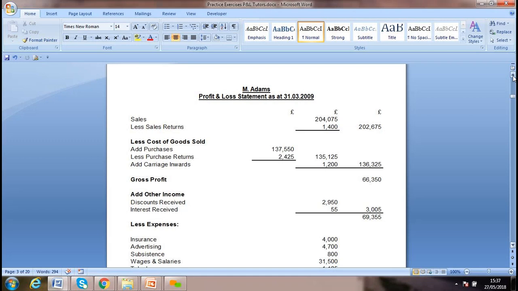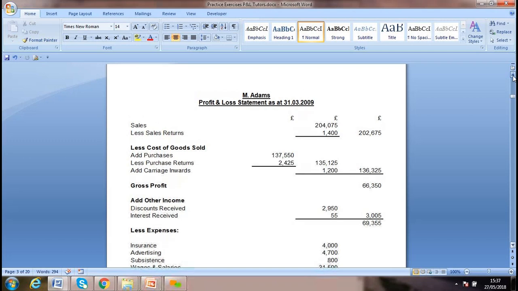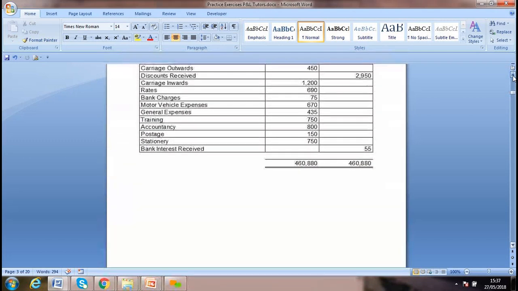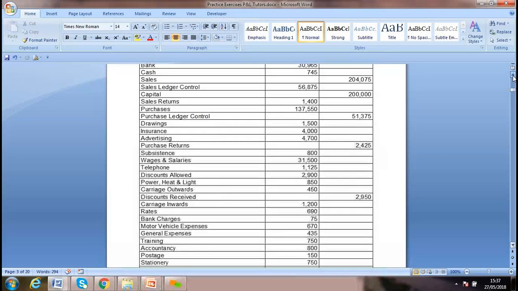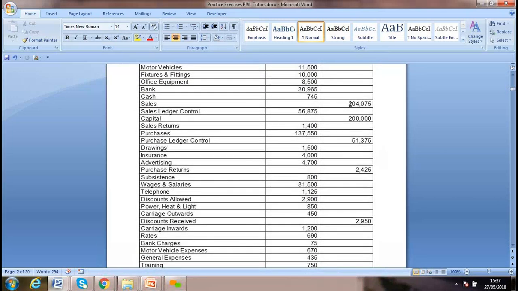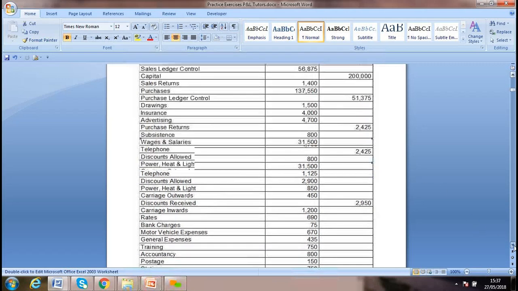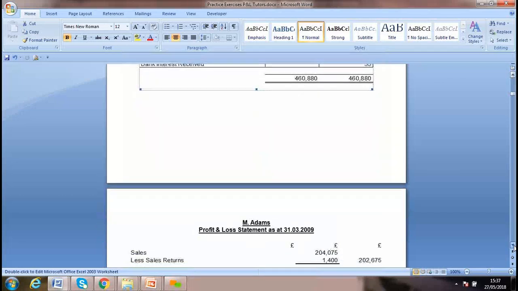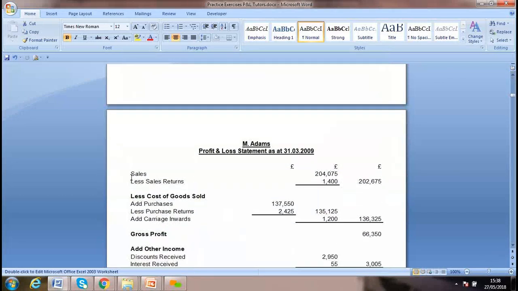So we have sales, which is given in the trial balance. If we go back in the trial balance, we'll see the sales. Sales is the income which goes on the credit side. That's my sales. Do I have a sale return? Yes, 1400. So sales minus sale return gives me the net sale figure. How much did I actually sell? So sales less my sale return gives me the net sale, which is 202675 in this case. Does it make sense?